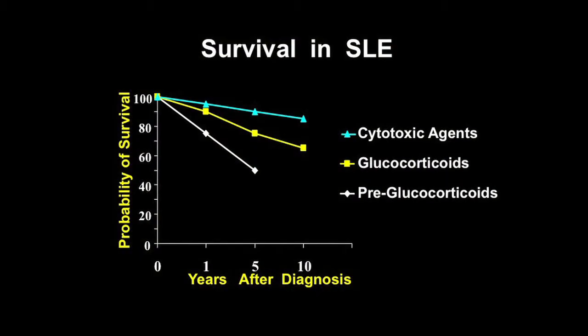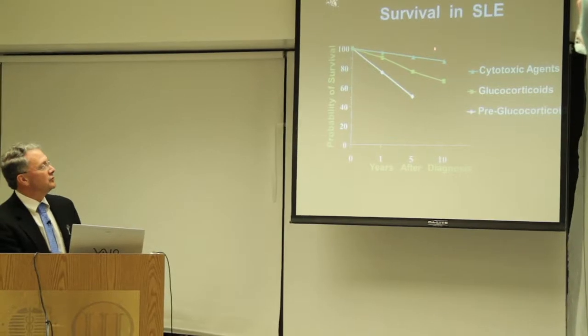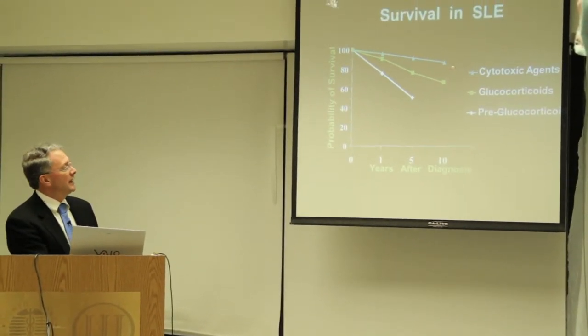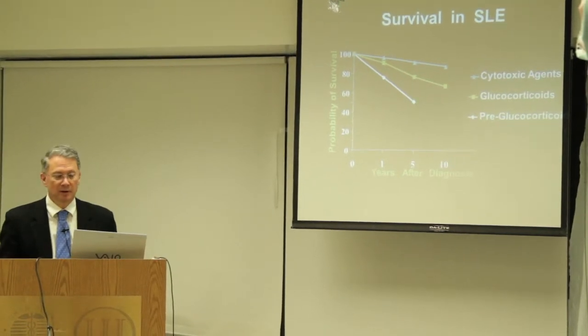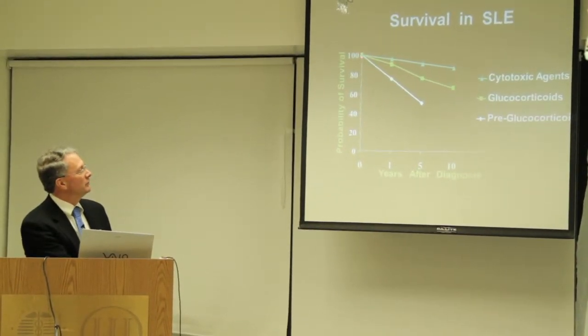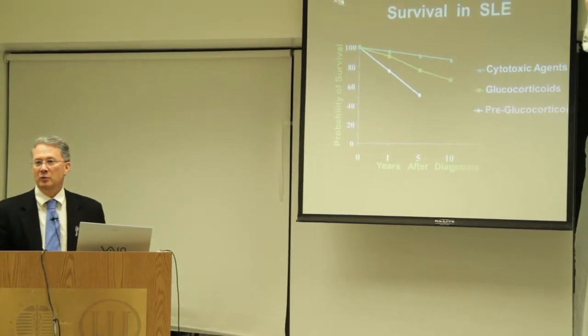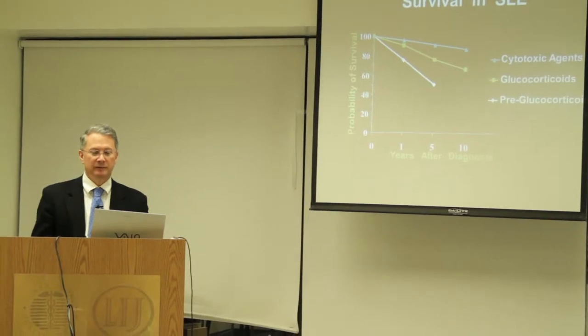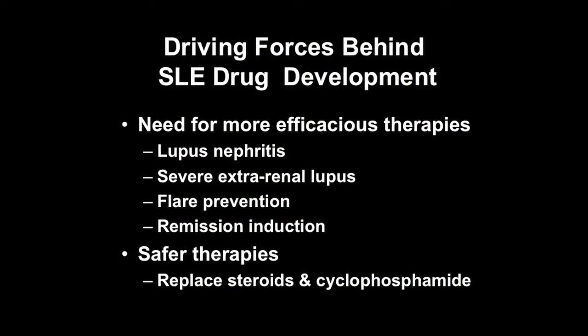And then steroids come along, and you see patients are doing better. They're living longer, and living better, I'm sure. And then the introduction of immunosuppressives and cytotoxics, and you see yet better survival curves. But what we want is a flat curve from 100% all the way out. We want to see every lupus patient live a long life and a good life. So we need better drugs.